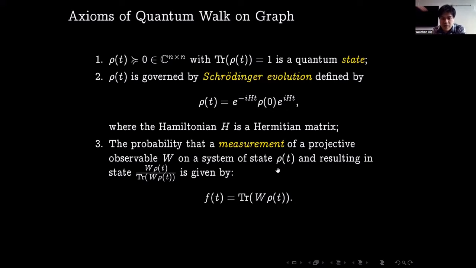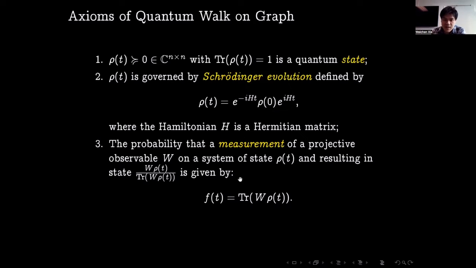The good thing, the power for quantum computing, is that the states have superposition. That's to say you can simultaneously be in state zero and state one. And the caveat is you cannot read the information directly. You have to perform a measurement. We put the measurement on the current state, and after the measurement, the state is forced to collapse to another state. This is a random process, and the probability for this process is given by the trace of W times the current state.